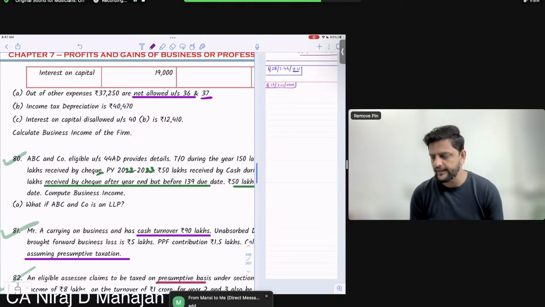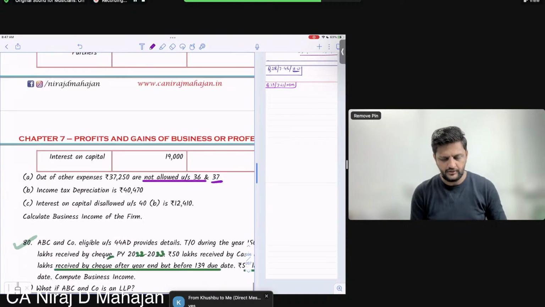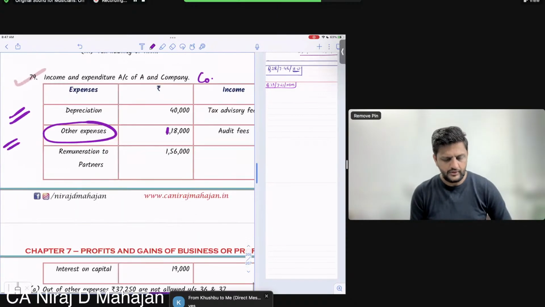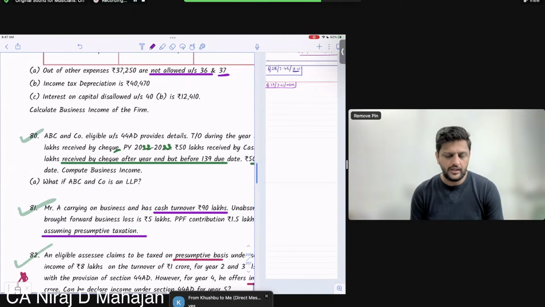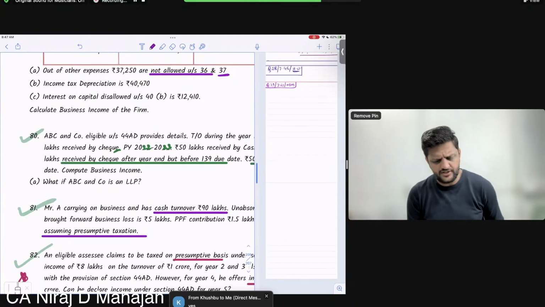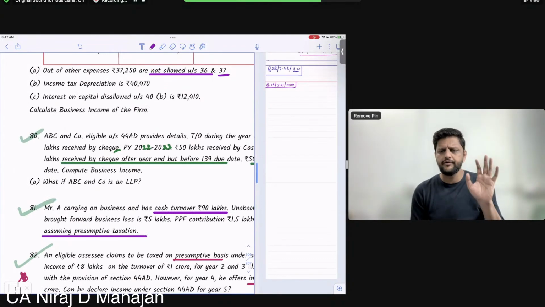Everybody, we will add that in the profit. Income tax depreciation allowed 40,470. So book depreciation is different, disallowed, income tax allowed. Interest on capital disallowed under section 40B. That figure is also ready-made given to you.